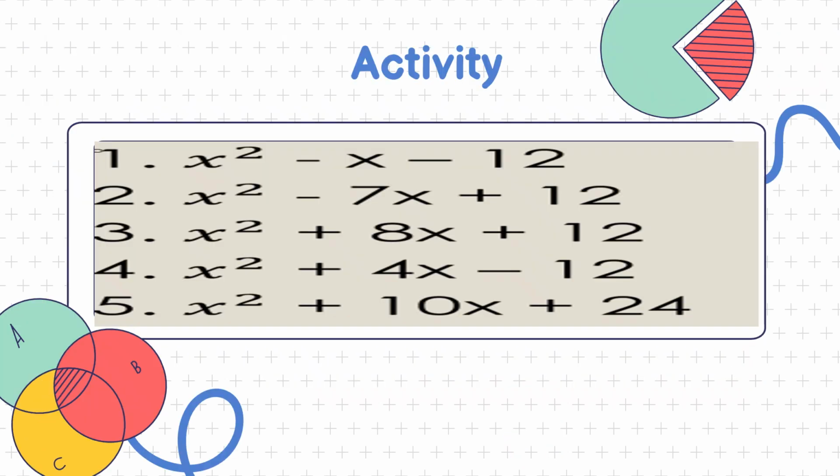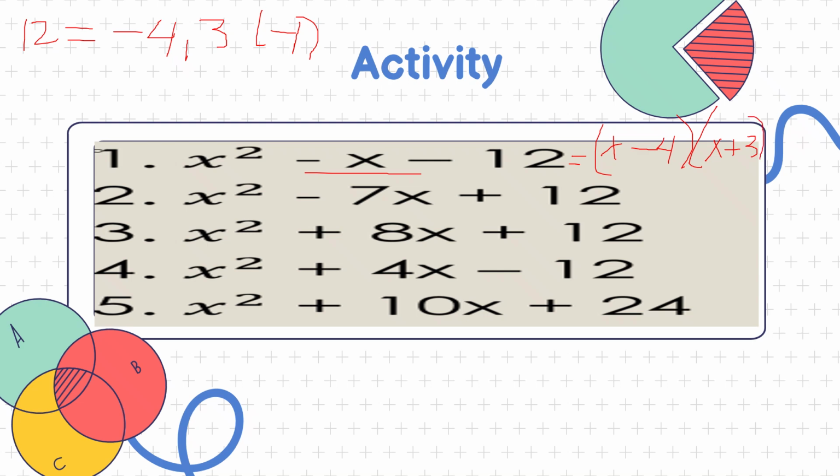Okay, let's do this activity here. So remember we have 12, so we can use negative 4 and 3. Because when we multiply, it gives us negative 12, and when we add that, that gives us negative 1. So that's equivalent to negative x. So we got x minus 4, x plus 3, right?